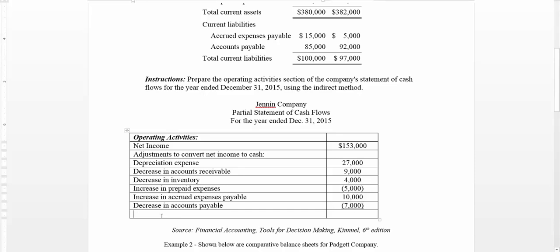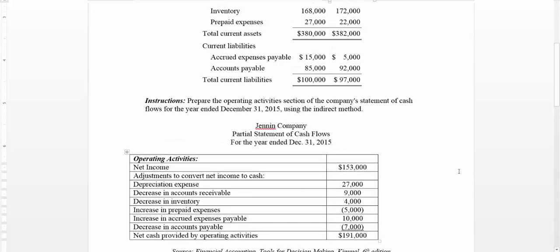Okay, so when we add all of these items to our net income, add and subtract, we're going to get net cash provided by operating activities. And in this case, you should get $191,000. Okay. And then after that, your statement of cash flows would continue with the investing and financing section.